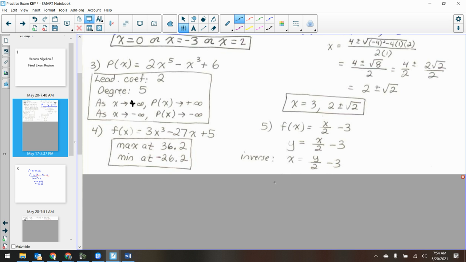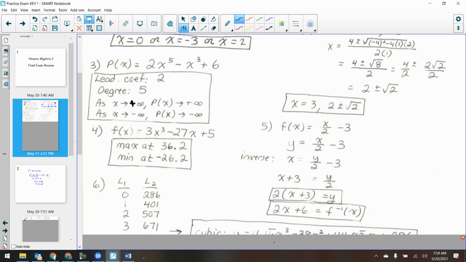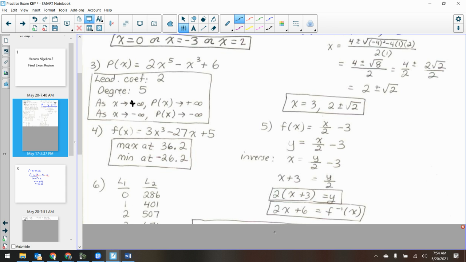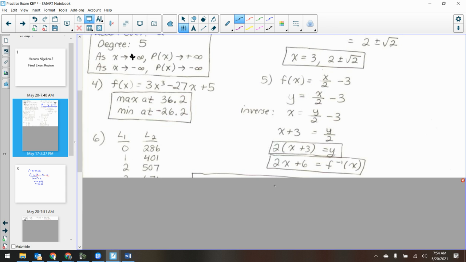Number 5 here, finding the inverse, using inverse operations. Again, all you need to do is flip x and y and resolve for y. So I just take x and y, flip it here. You get x is equal to y over 2 minus 3. And then I just resolve for y. Get y completely alone. Add the 3, multiply by 2. So it's either 2 quantity x plus 3 or 2x plus 6. Either way you want to write it there.